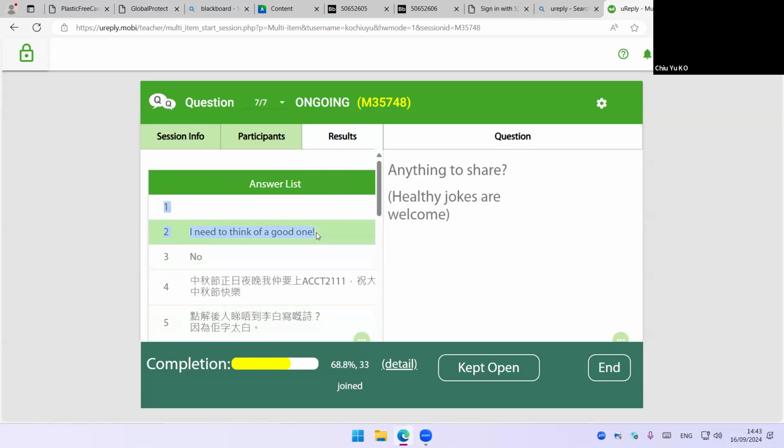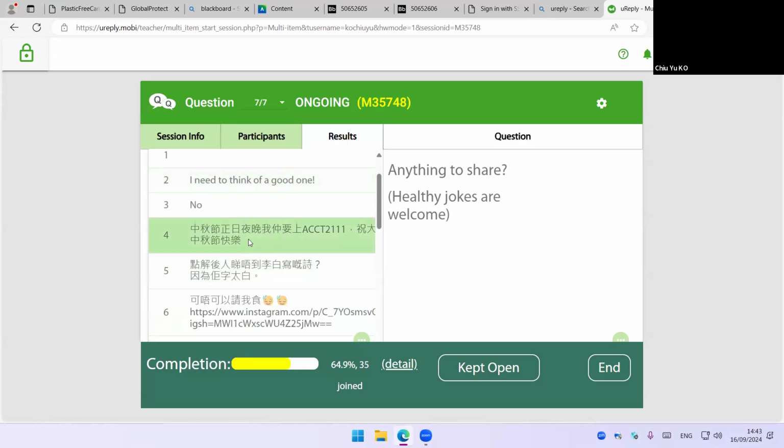Yeah, please come with a good one to share, because it's a good thing to do. So there is a comment saying that tomorrow is the exact day of Mid-Autumn Festival, and one of you has to attend ACCT 2111. I don't know what that is. It's financial accounting. Oh, then I hope everyone has a happy Mid-Autumn.